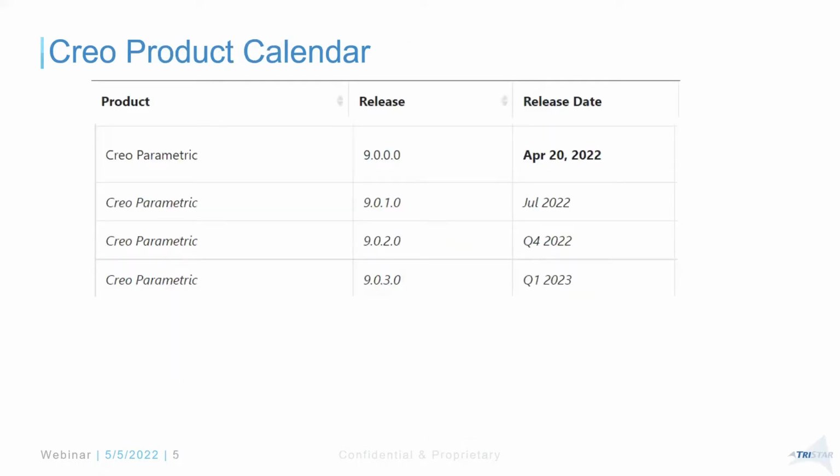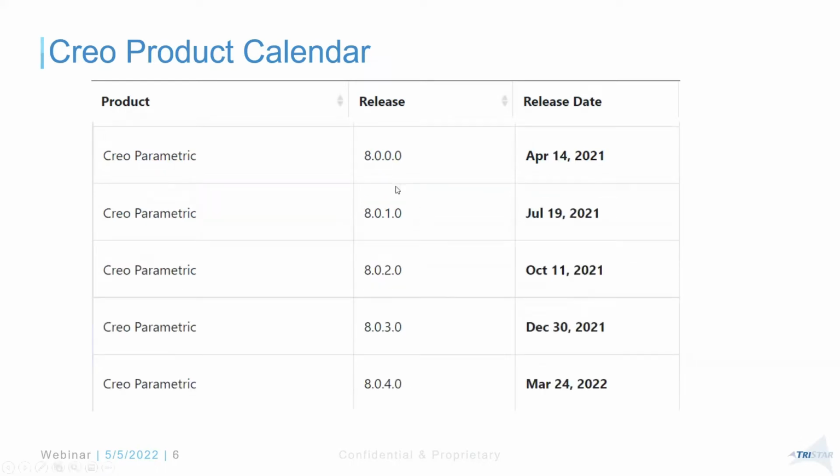Most of you may be aware, but April 20th is when PTC released Creo 9. So technically, if you are on maintenance, you can retrieve a license file and install Creo 9. Of course, you have to think about Windchill compatibility. But it is available starting April 20th, about 2 weeks ago.